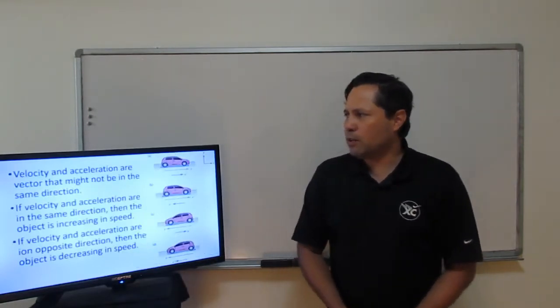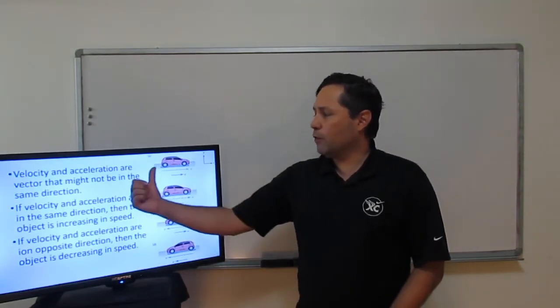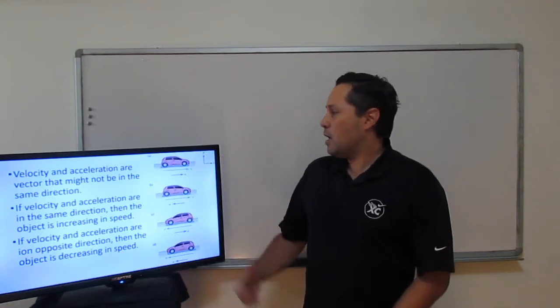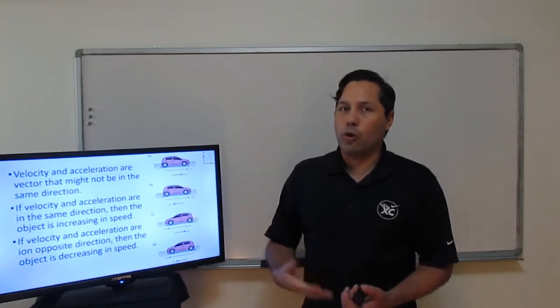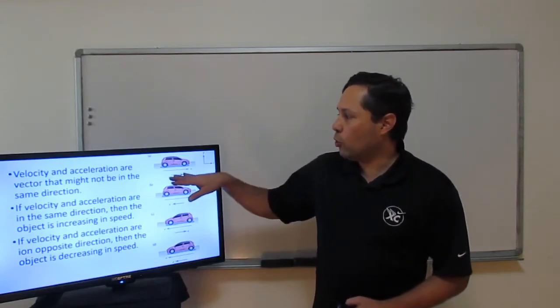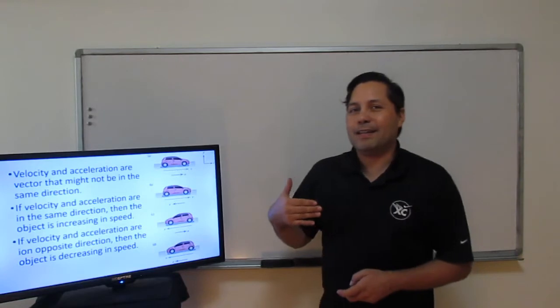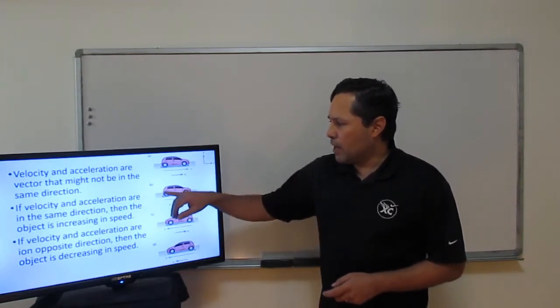Alright, now let's talk a little bit about velocity and acceleration. Could you have a car traveling with velocity towards the positive right and acceleration towards the right? Sure. What would that car be doing? That car would be speeding up. So if both velocity and acceleration are pointing in the same direction, then the car will be accelerating. What about in picture B?